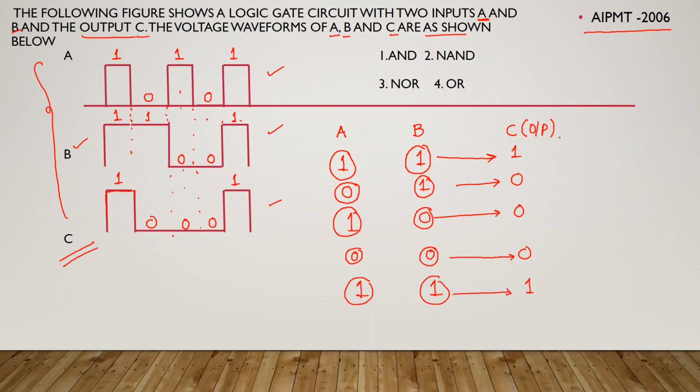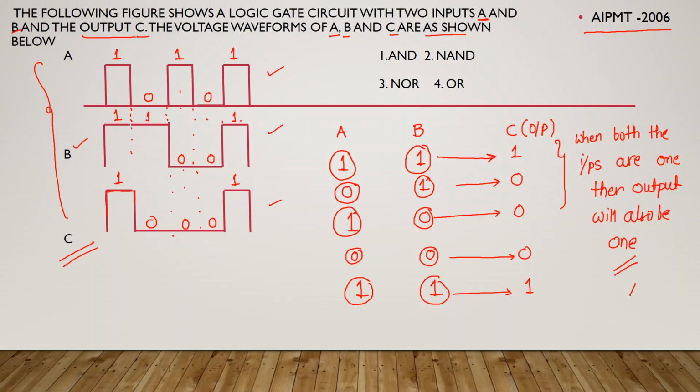I hope you all remember the condition for the AND gate. What was the condition for the AND gate? When both the inputs are 1, then the output will also be 1. This was the condition for the AND gate. I hope you remember this condition.